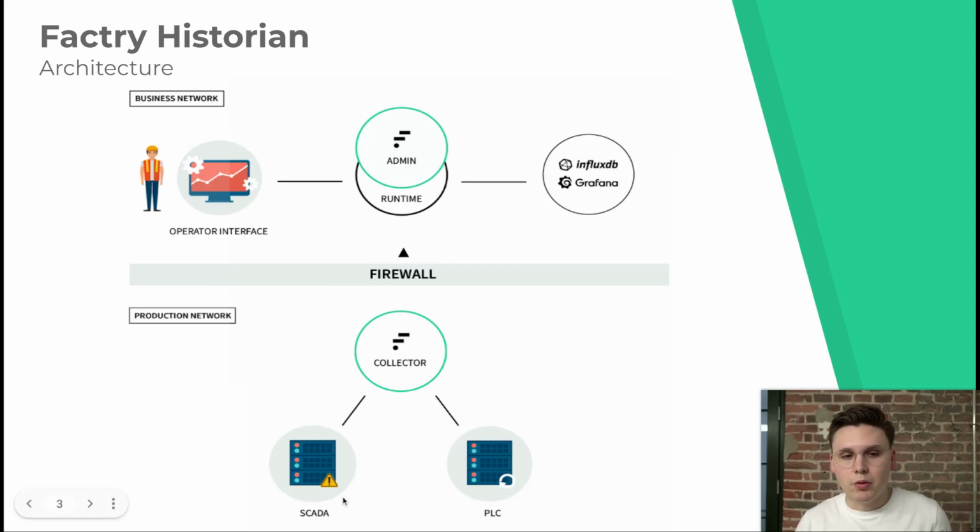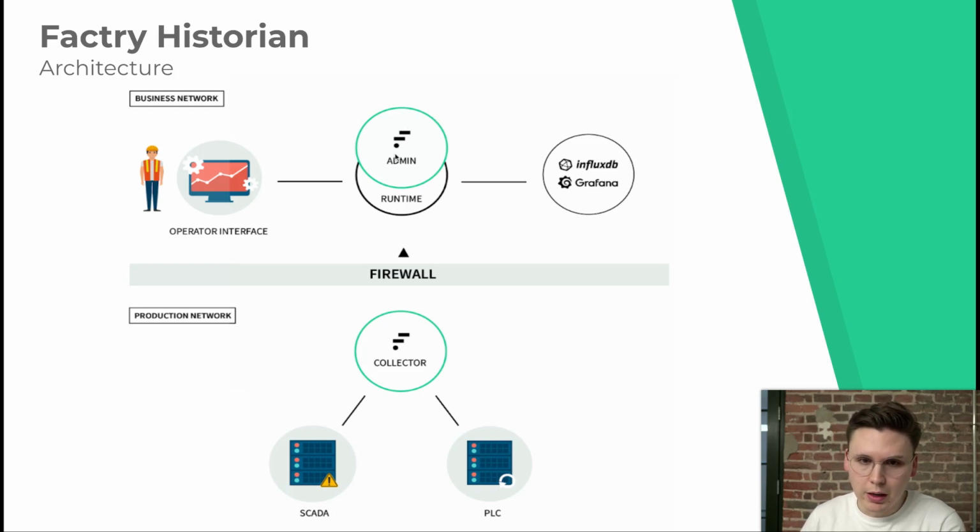In the OT network, we typically have the SCADA or the PLC systems, and those generate data. Now we want to collect that data using a collector. That collector fetches the data and sends it through the firewall towards the Historian API. Important to note that this is only an outbound connection from collector towards the Historian API.